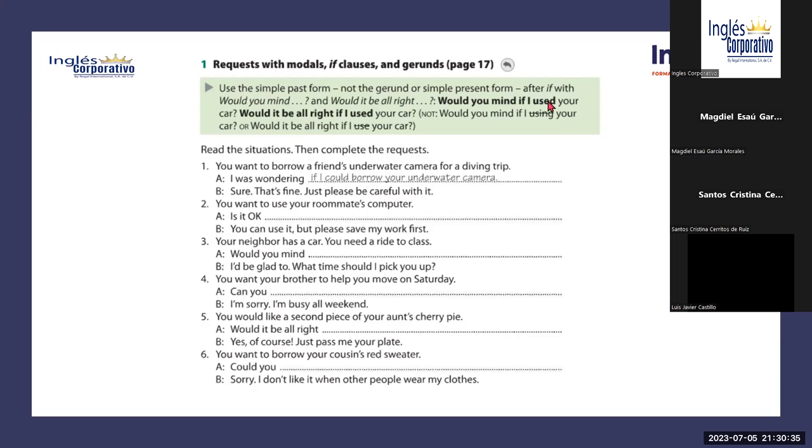No sé si alguien más podrá compartir o si ya le tomaron screenshot o les envió la presentación. No sé si todos están como lentos nada más. I have the presentation too, teacher. Okay, so I'll stop sharing for a while. Okay, thank you.